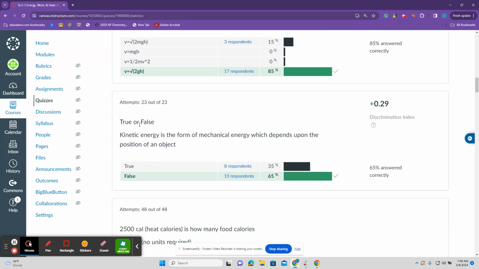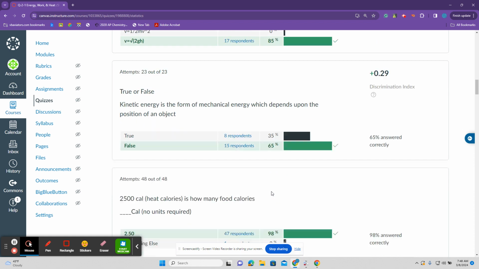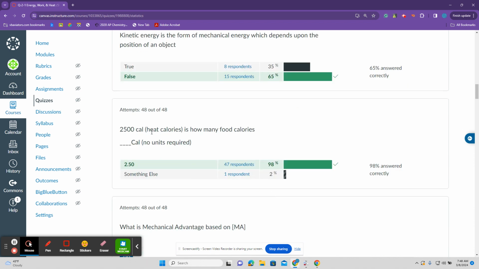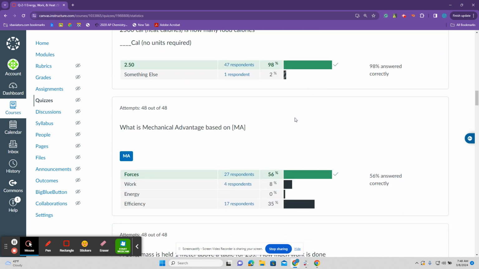True or false? Kinetic energy is the form of mechanical energy which depends upon position. Definitely false. It depends upon speed. This is shocking to me. Shocking. 65%. Come on. 2,500 calories of heat is how many food calories? 2.5 food calories. Divide by 1,000. There's 1,000 heat calories in a food calorie.